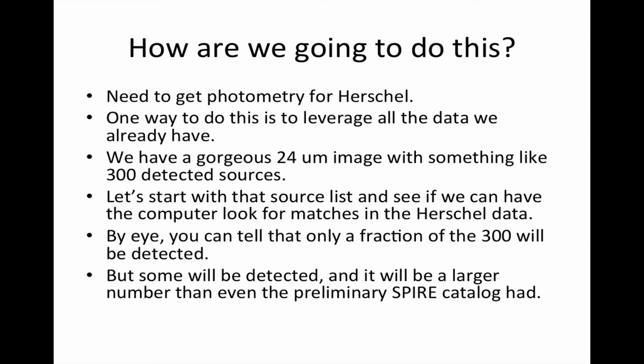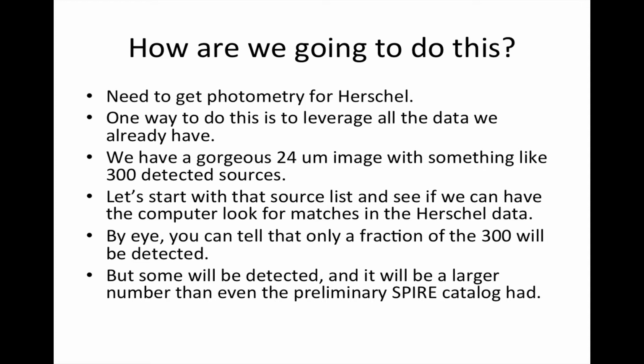So we need to get the photometry for Herschel. We're going to leverage all the data we already have. The closest wavelength that we have, which has lots and lots of point sources that are very well detected, is the 24 micron image, and there's something like 300 sources in there.